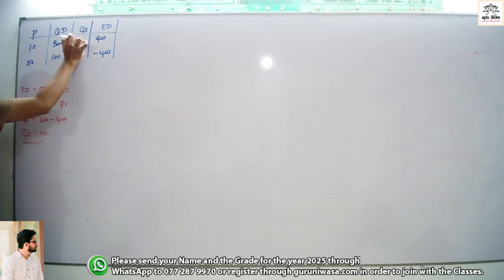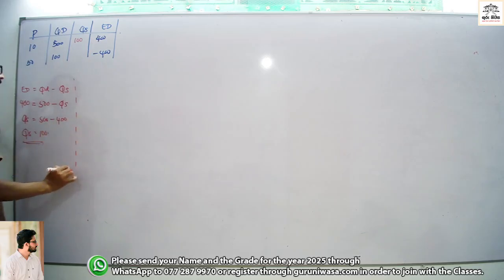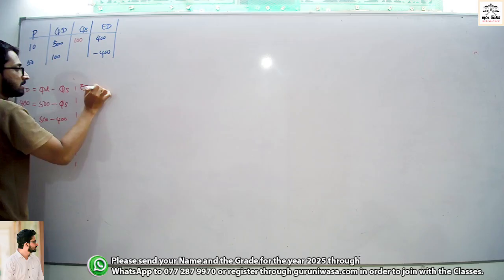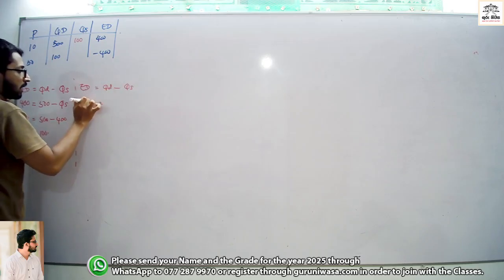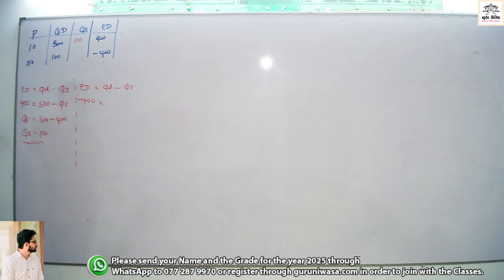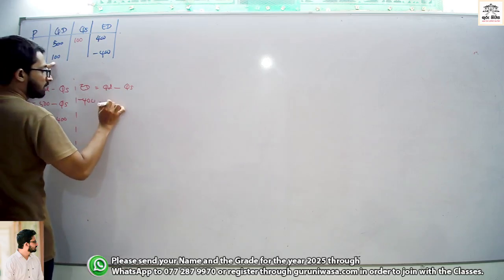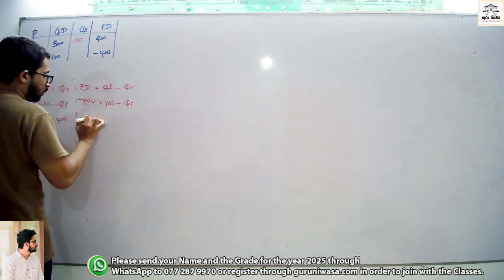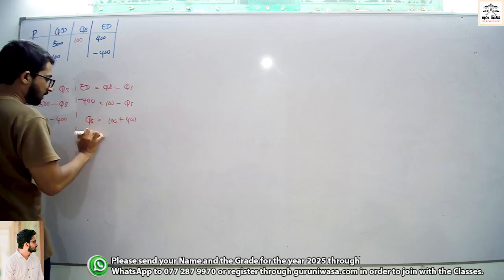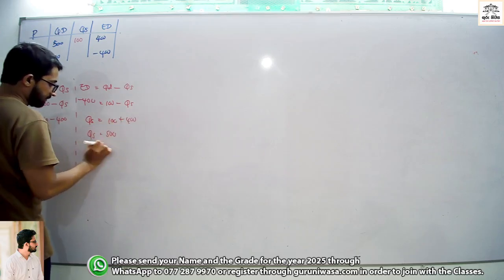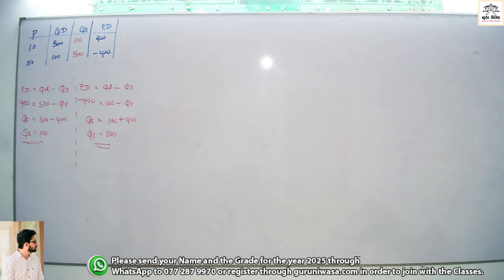Here supply is 100. You need to calculate supply here. That's for price 10. Now at price 50, ED equals QD minus QS. Excess demand is minus 400. Be careful, the minus sign is there. QD is 100, QS we don't know. So minus 400 equals 100 minus QS. This becomes plus 400. So QS equals 500.